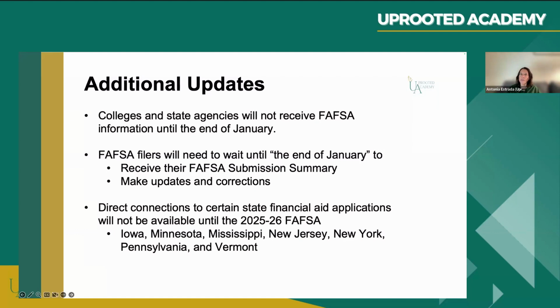So in previous years' FAFSA, when you submitted the FAFSA, on your confirmation page, you would get a link, and you just click on that link, and that would take you to your state aid application. Now that's not going to happen for these 7 states. Of course, you can still apply for state aid. You're just going to have to go to that website directly to apply for aid.